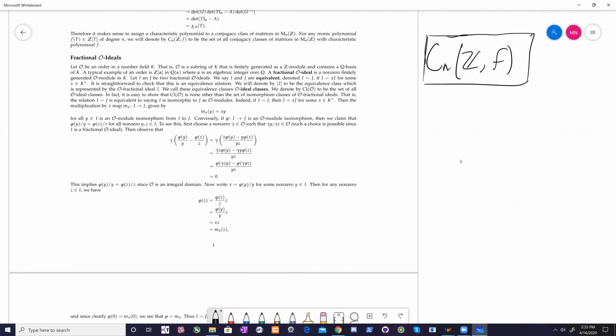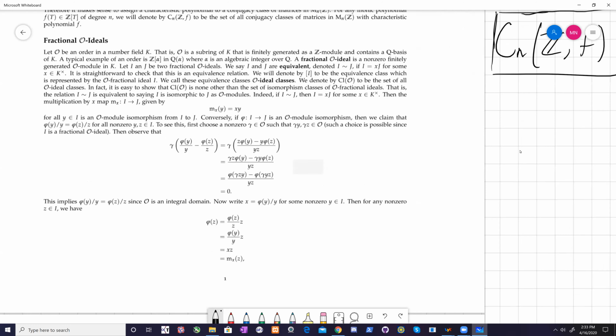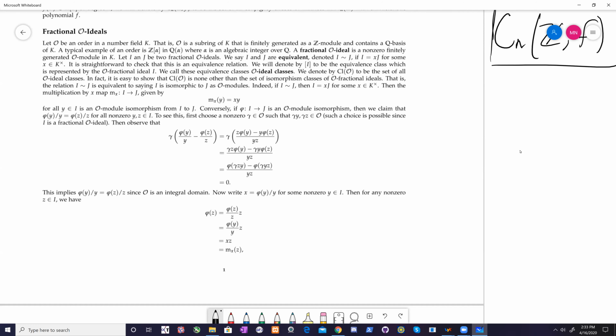Now let's recall some terminology regarding fractional O-ideals. Let O be an order in a number field K. That means that O is a subring of K, it's finitely generated as a Z-module, and it contains a Q-basis of K. In our interest, the order will be something like Z[alpha], where alpha is an algebraic integer over Q. That's the one we're going to be mostly focused on in this presentation.